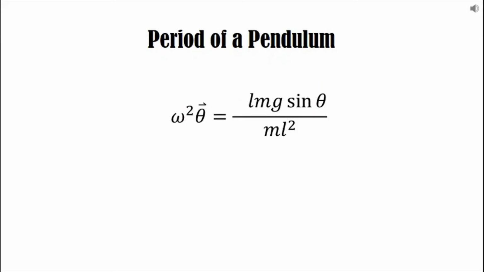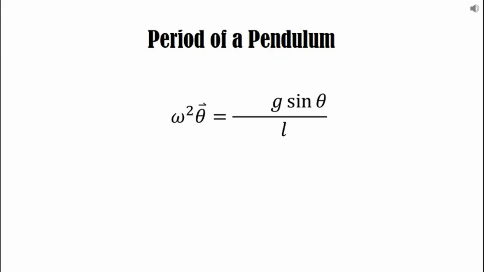The negatives go, and then we can cancel the masses, which agrees with our findings that the mass of the pendulum doesn't actually affect its oscillation. And then we can cancel one of the lengths, which agrees with our findings that the L does affect it.